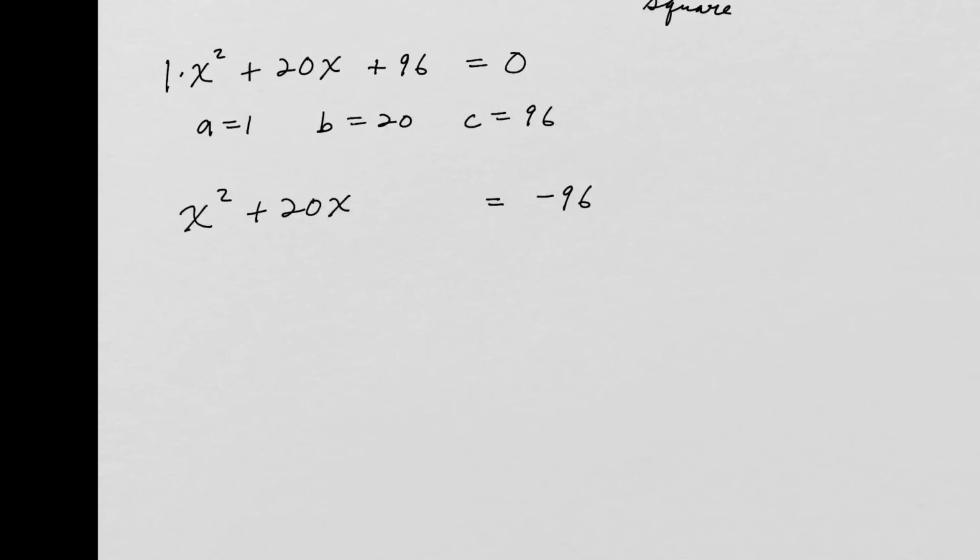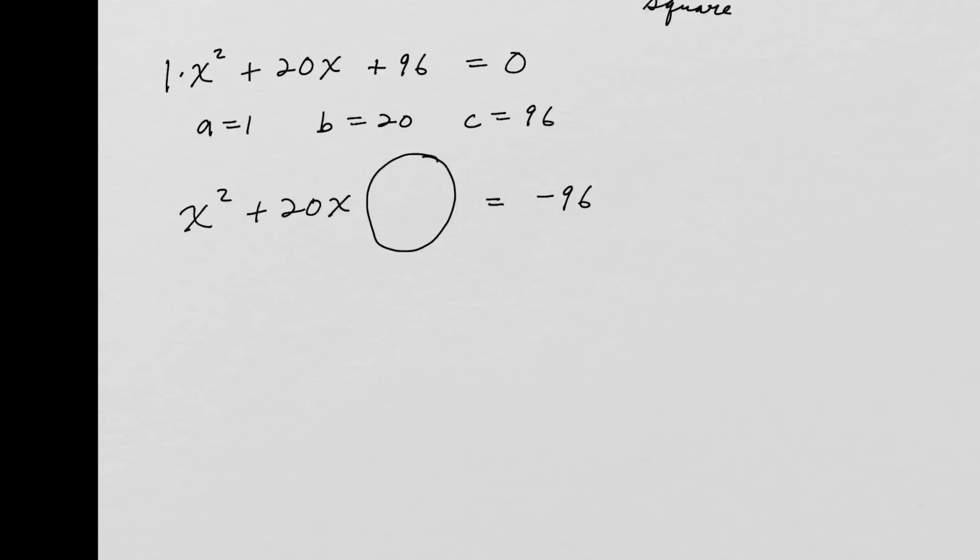Okay, so now the question is, what do we do? We want to add something in this location so that this left-hand side becomes a perfect square. They call it a perfect square trinomial, right? Because it'll have three terms.